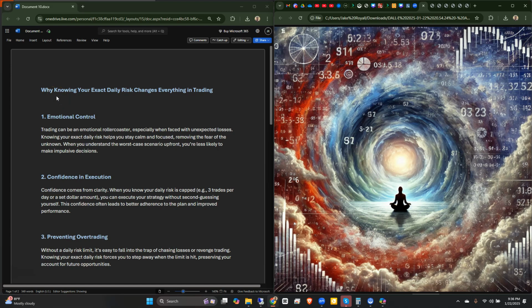Why knowing your exact daily risk changes everything in trading. Number one, emotional control. Trading can be an emotional roller coaster, as we know, especially when faced with unexpected losses. And there it is right there. Like, I want as much certainty in this uncertain thing that we do as I possibly can.